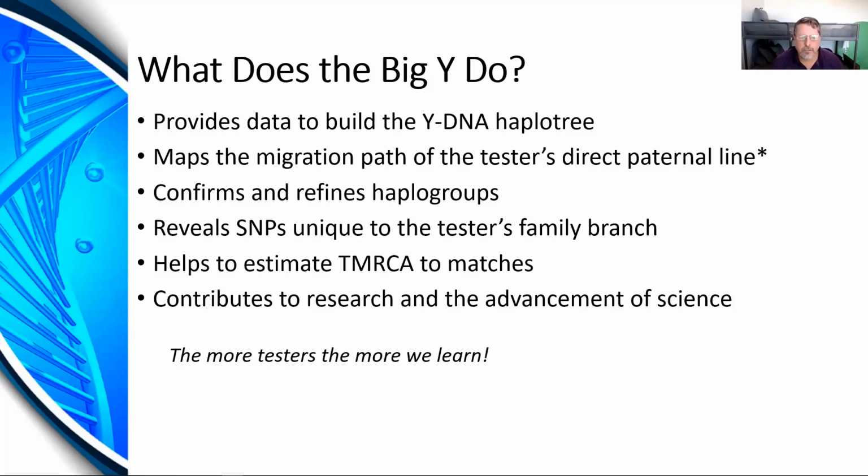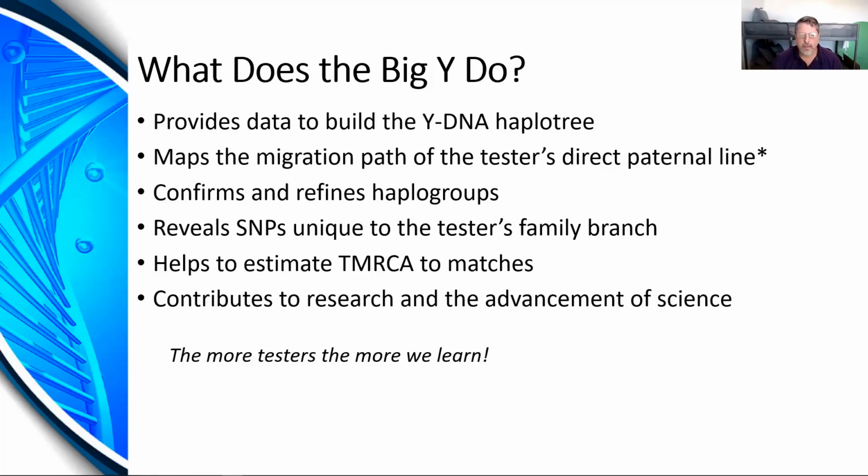It reveals SNPs unique to the tester's family branch. So QFT5172 is a SNP mutation. FT7152 is a SNP mutation that only applies to me, my brothers, my uncle, my first cousins, second cousins, and third cousins. And that's it. Beyond third cousins, they would not have this. This is a family clade. Only out to about three generations, so it gets to that level.